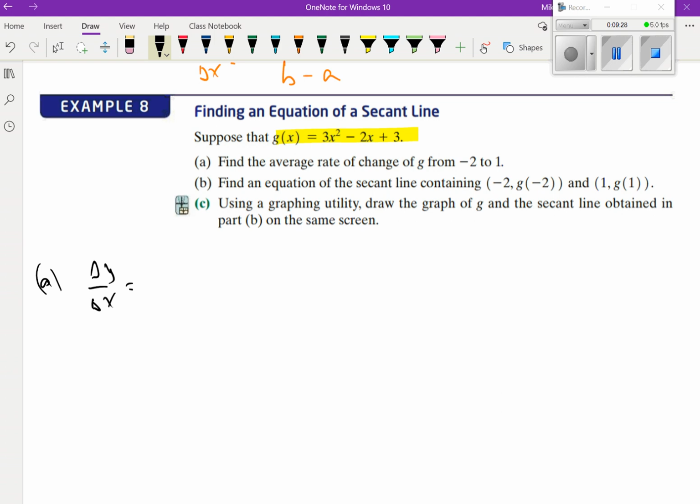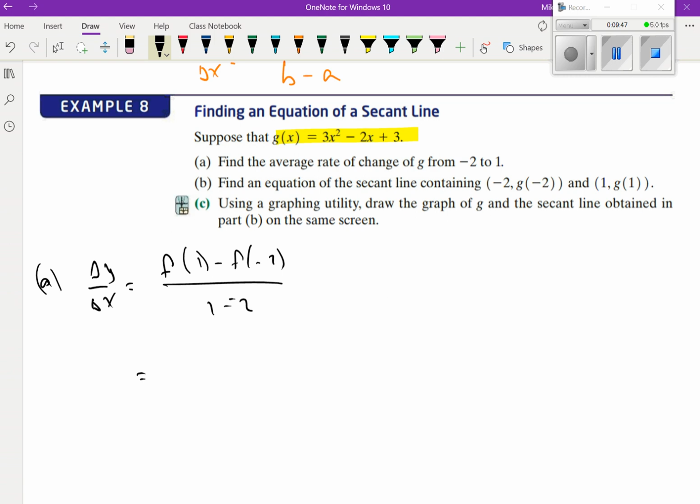We're going to find the slope of the secant line, and so we want from -2 to 1. So f of 1 minus f of -2 over 1 minus -2. So we got a double negative there. So that's going to end up being my rate of change.